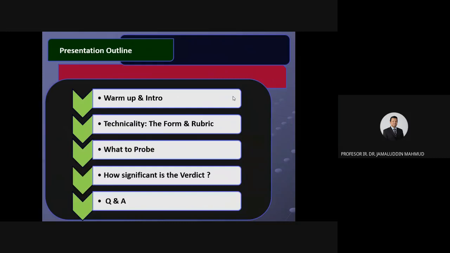Now, this is the presentation, so I'll just recap. We started with the intro, talking about the philosophy of PhD requirements and also the level of novelty. And then I showed you the form and rubric. Since this is a one hour session, I tried to make it as simple as possible on what to probe. That is actually the main thing that I wanted to discuss. What to probe? You have your style. I have shared my style.